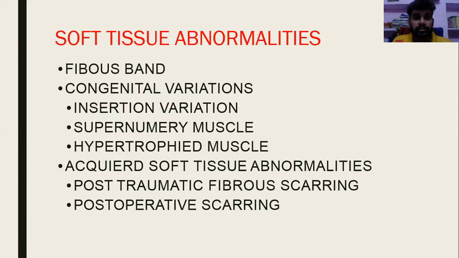Now we discuss soft tissue abnormalities, in which there are fibrous bands, congenital variation, insertion variation, supernumerary muscles, hypertrophied muscles, and acquired soft tissue abnormalities: post-traumatic fibrous scarring and post-operative scarring. Generally, we see scarring on the shoulders.